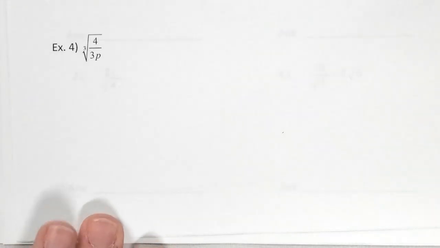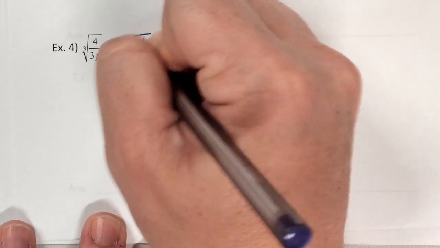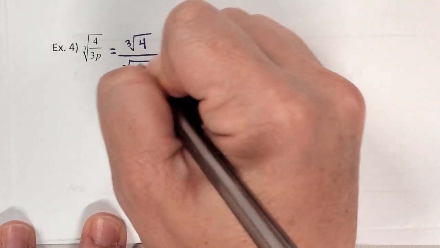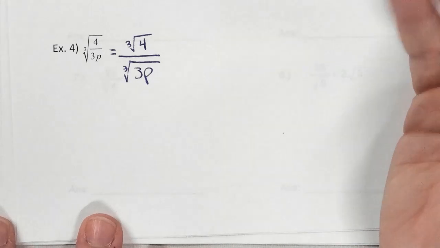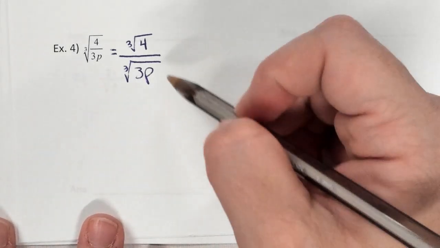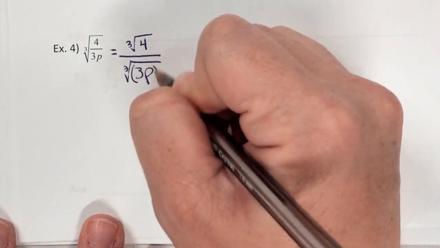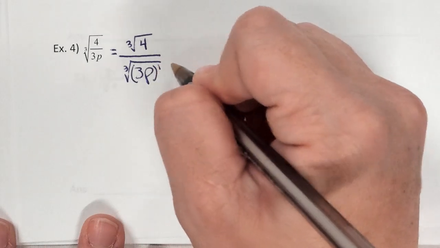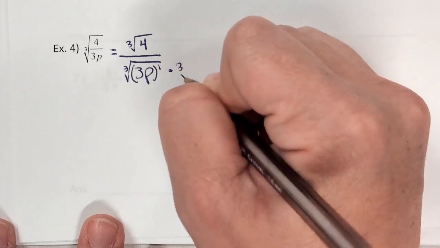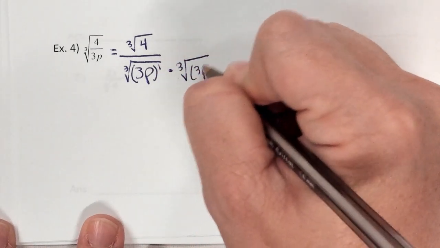Okay, we have a cube root again. It does make it a little easier to separate: cube root of 4 over cube root of 3p. However, if you don't write it separated, it's fine. It's the same concept. And I know I need to get rid of this 3p. Well, right now I have 3p one time. How many times do I need it to cancel my cube root? 3. So how many more do I need? 2. So I have the cube root of 3p twice.